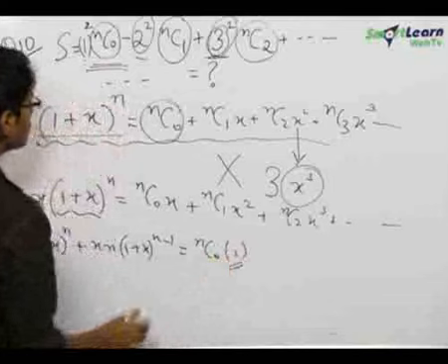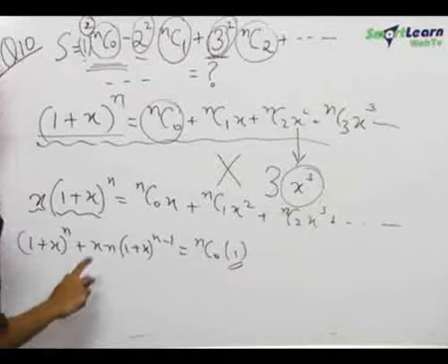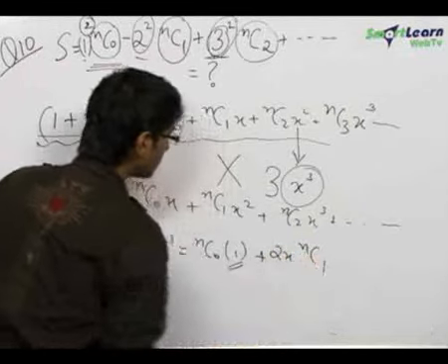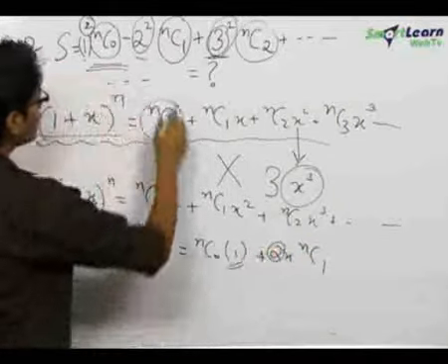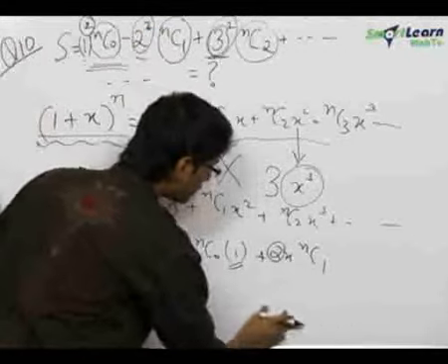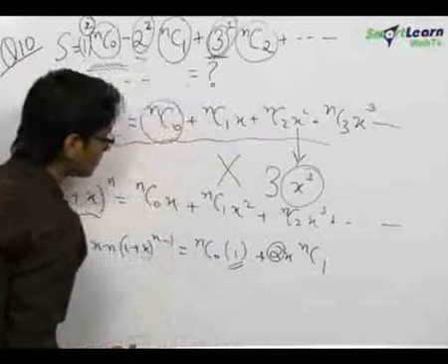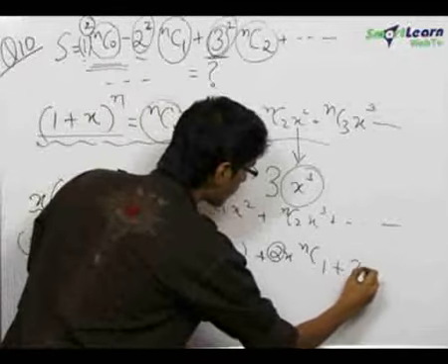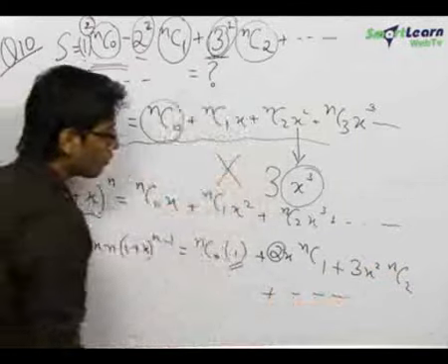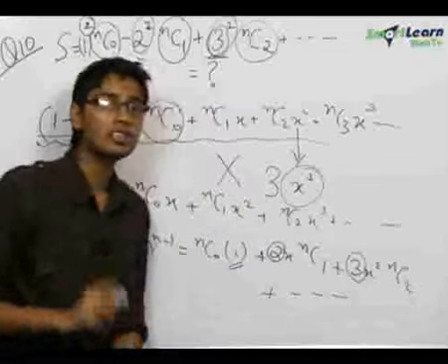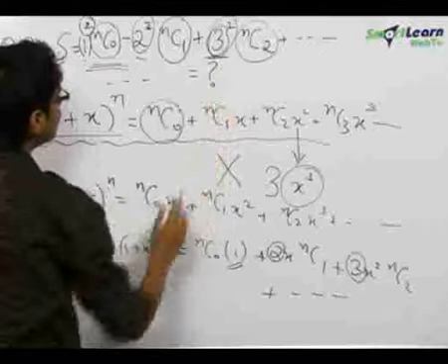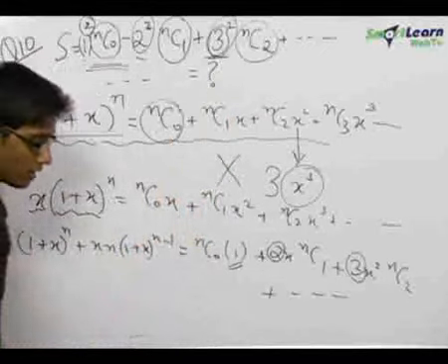equals nC0 into 1. We have got one of the ones which we required. We want one more. Then 1 plus 2x into nC1. We have got one of the 2's in front of nC1. We just require one more 2 in front of nC1. So definitely this method is correct as it is leading to our answer. Plus 3x square into nC2 and so on. Again we have got one of the 3's in front of nC2. We now just want to bring one more 3 in front of nC2 in order to prove our answer.